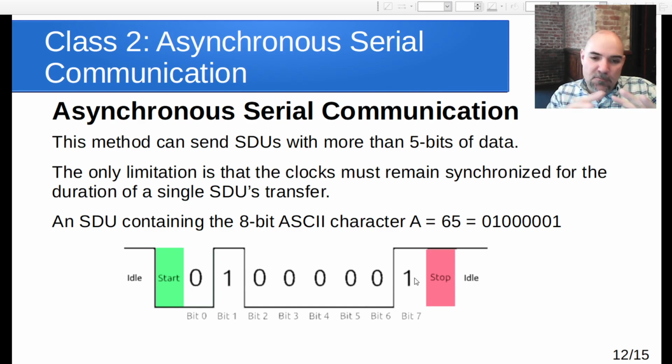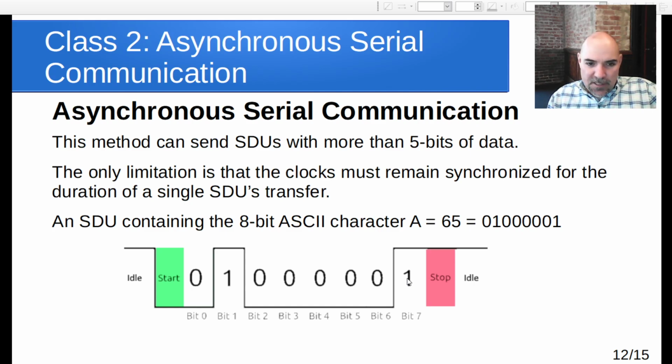If the clocks are wildly varying or different, then we could get to the end and have them be off enough that it would corrupt the data. All right, so here's an example of a serial data unit that has the 8-bit ASCII character capital A. ASCII itself was a 7-bit code, but in computers we usually think of bytes as 8 bits. So I put the 8-bit representation here.